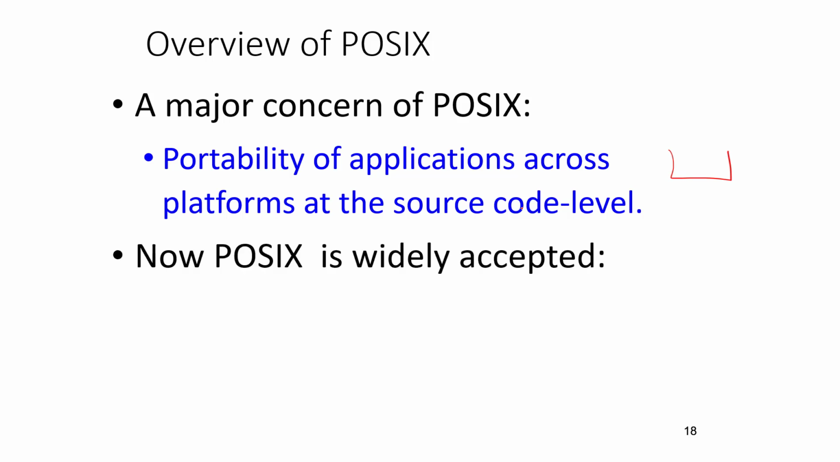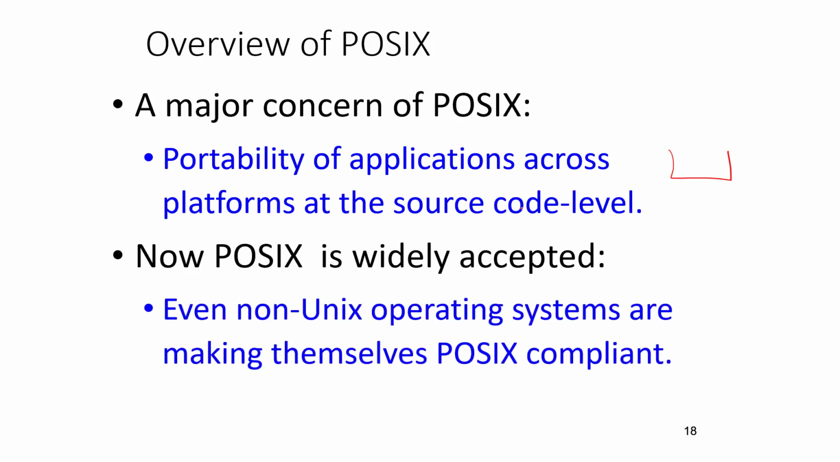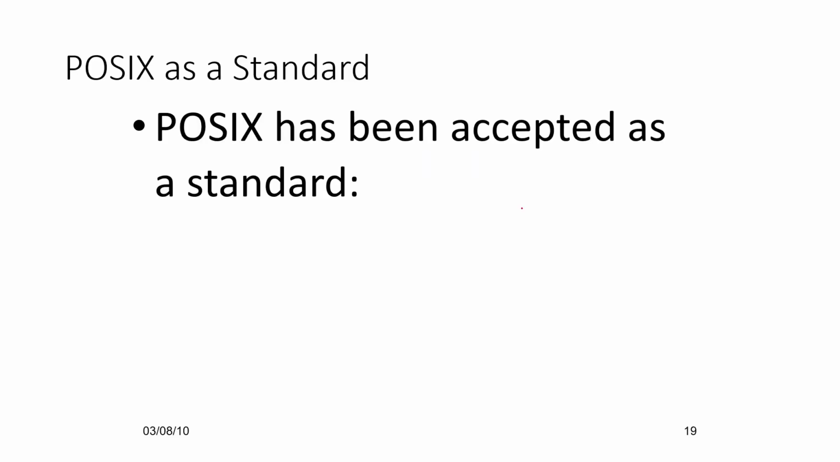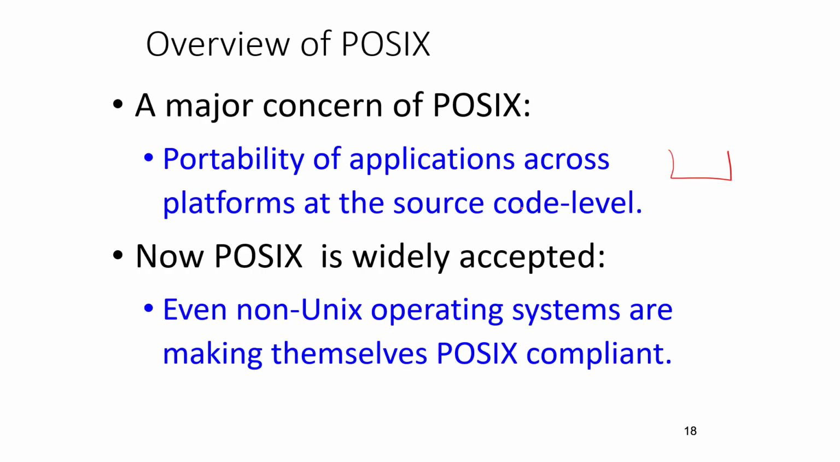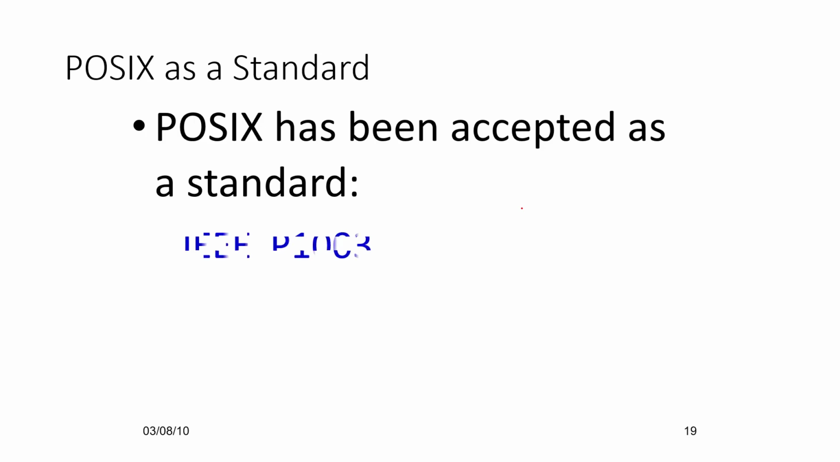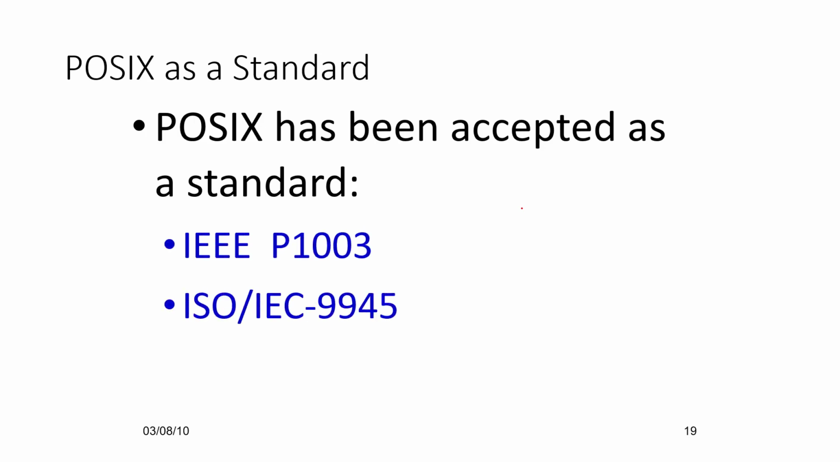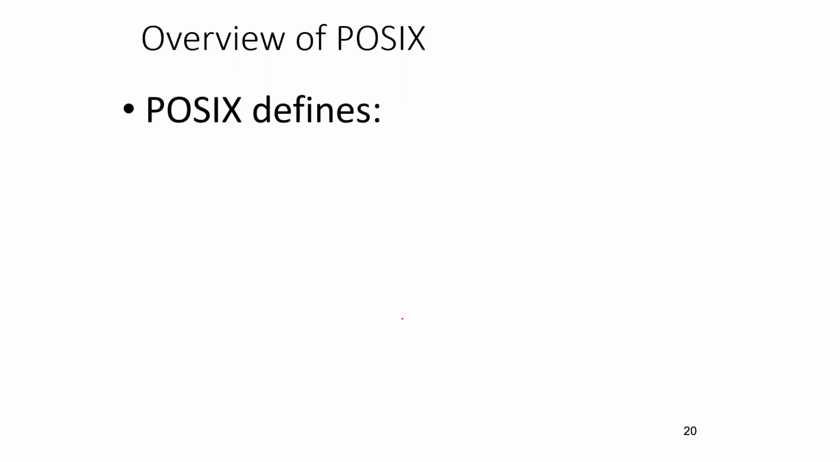Windows is a separate situation. We will discuss that. But again, Windows does provide a lot of POSIX compliant APIs. So that is why even if we are migrating the code, the amount of changes we need to do is not much. So POSIX now is widely accepted. Many non Unix OSs are making themselves POSIX compliant. And POSIX, as I said, is an IEEE standard. Now it's an ISO 9945 standard as well.